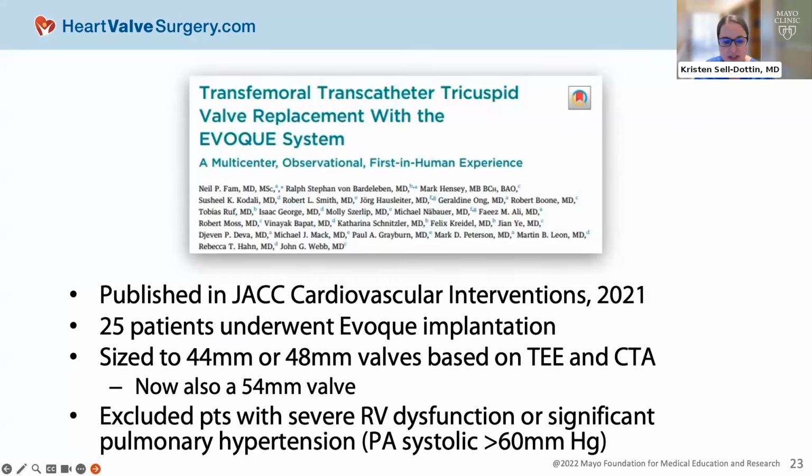This is a paper talking about the results of this trial. You see this is back in 2021, so there's certainly been more experience since then. This was based on only 25 patients and included the initial 2 sizes of this valve. They have since come out with a larger valve, which is now up to 54 millimeters. And so we're recognizing, I think, the need that exists within this space. They excluded patients who had severely dysfunctional RV or right ventricles, or who had significant pulmonary hypertension, because those are patients that are at increased risk of having a poor result. Okay, next.